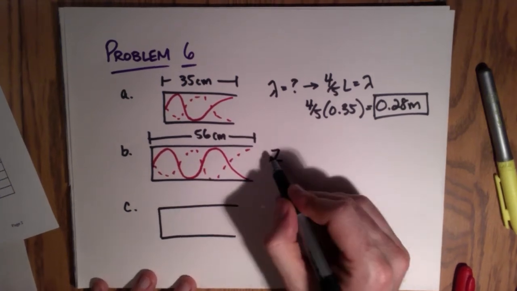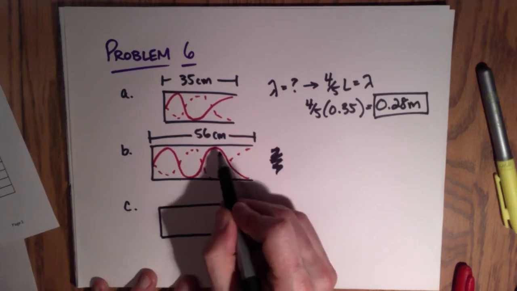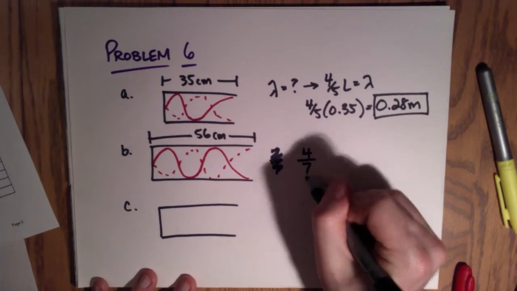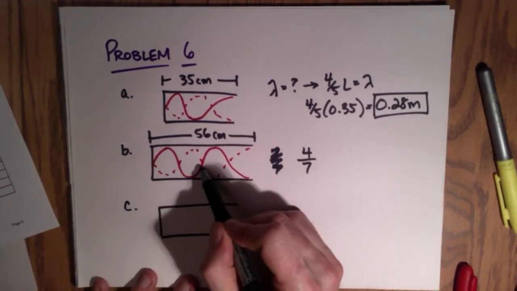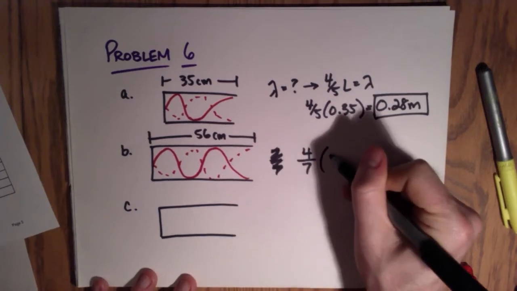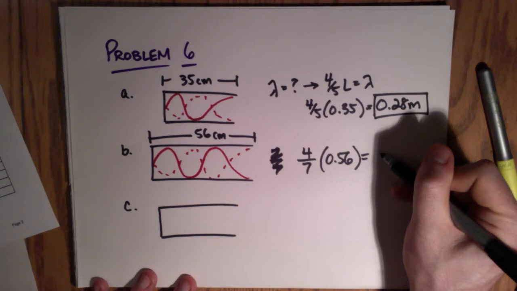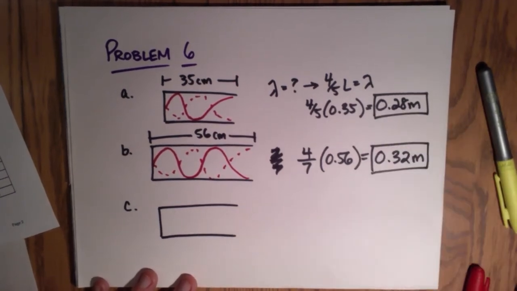So 4 of them, I apologize. So what we have here is 7 sections, 1, 2, 3, 4, 5, 6, 7, and our one wave takes up 4. So 4/7 of the total length is going to be one wave. 1, 2, 3, 4, 5, 6, 7, and our total length is 0.56 meters. So 4/7 times 0.56 should give you 0.32 meters.